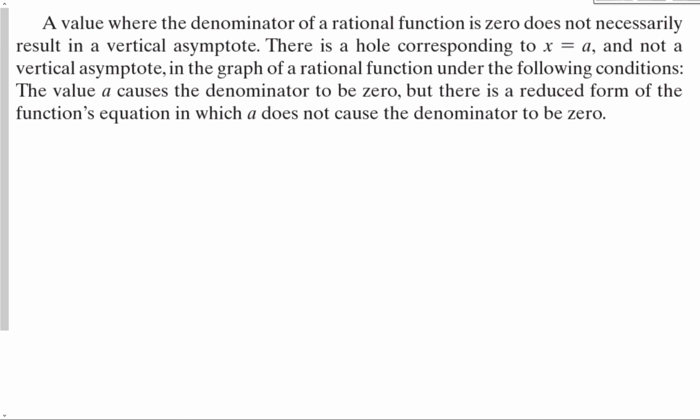Okay? So, more on holes here. A value at which the denominator of a rational function is 0 does not necessarily result in a vertical asymptote. There is a hole corresponding to x equals a and not a vertical asymptote in the graph of a rational function under the following conditions. The value of a causes the denominator to be 0, but there is a reduced form of the function's equation in which a does not cause the denominator to be equal to 0. Basically, all that means is you can cancel it out.